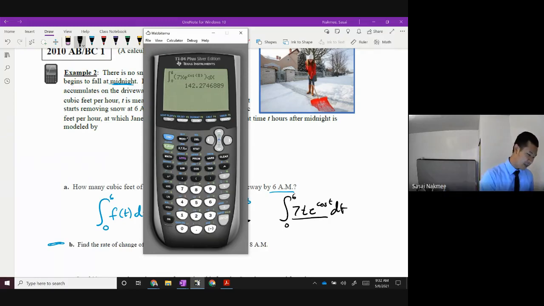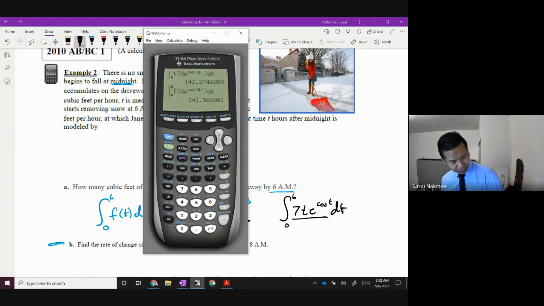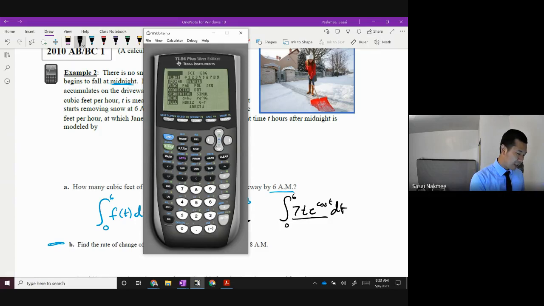Now, if I did the same thing, but it was in degrees, this is what would have happened. Boom. It looks reasonable, like 300 cubic feet of snow. That's possible. You could have had a lot of snow. It could have been a heavy snowstorm. I don't know. But always double check what mode your calculator is in. It makes a difference. Okay? All right. That was that one.